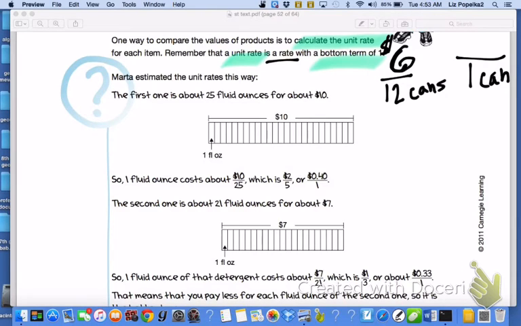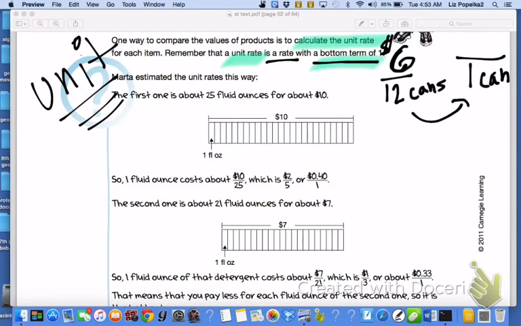And a unit rate has a bottom term of 1. The word unit, I don't know about you, but I certainly think of the word 1 because unit is a singular word. So that's a good way to remember that when you're talking about the unit rate, that's what you're talking about. So instead of figuring out what 12 cans were equal to, I figured out how much 1 can cost me. So that's where the division came in, because I did 12 divided by 12 to get 1 can.